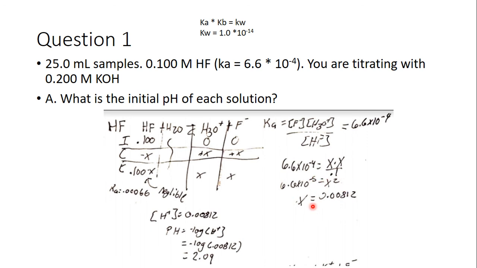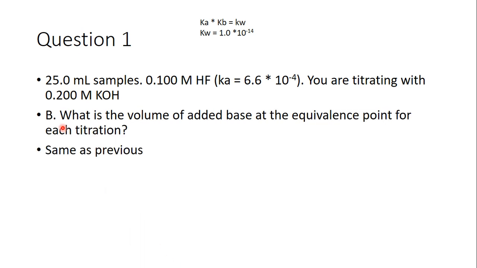Take the square root of each side. X is 0.00812. Since that's x, that's the amount of H3O+ we have. From there we can find pH, because pH is minus log H+. So pH is 2.09. B is actually the same. In a weak and strong acid, as long as the mole equivalency is 1:1 in both cases, or 2:2, or as long as your weak acid and strong acid have the same stoichiometry to your base, the calculation is the same exact thing.